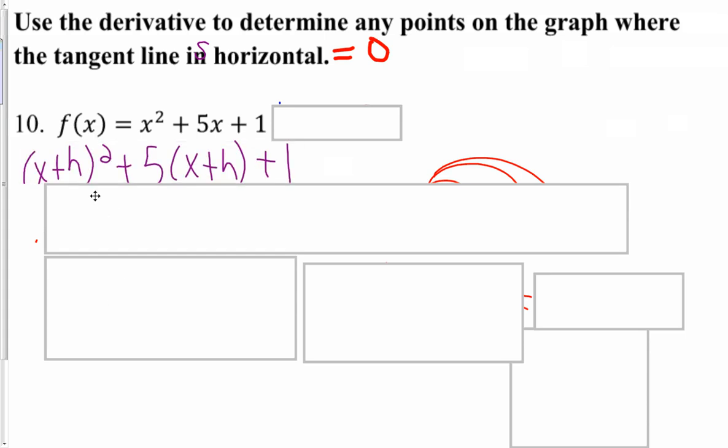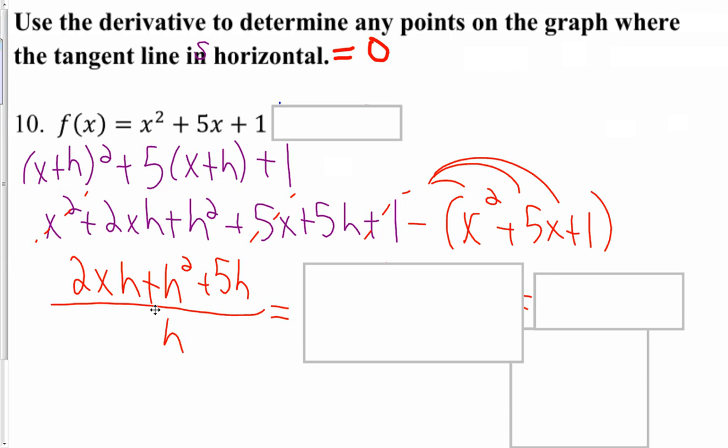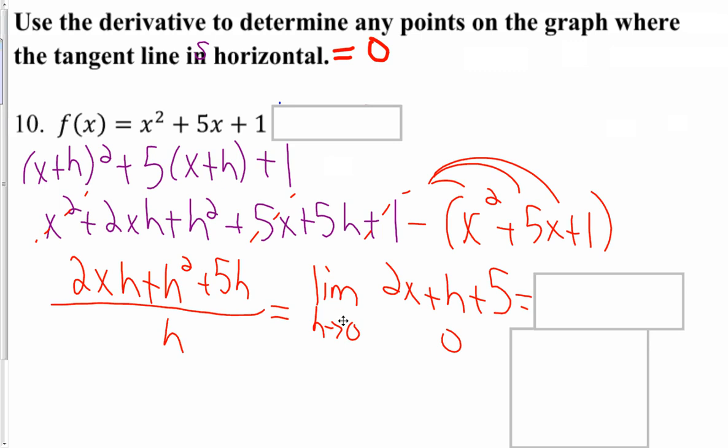So f of x plus h is this: (x plus h) squared plus 5 times (x plus h) plus 1. Simplifying, x squared plus 2xh plus h squared plus 5x plus 5h plus 1. Then subtract f of x, the original, getting 2xh plus h squared plus 5h is what we have left over. All over h. So 2x plus h plus 5, right? Just chop 1 h off each term. And we get the limit as h goes to 0 of 2x plus h plus 5. Well, this h is 0, so 2x plus 5.